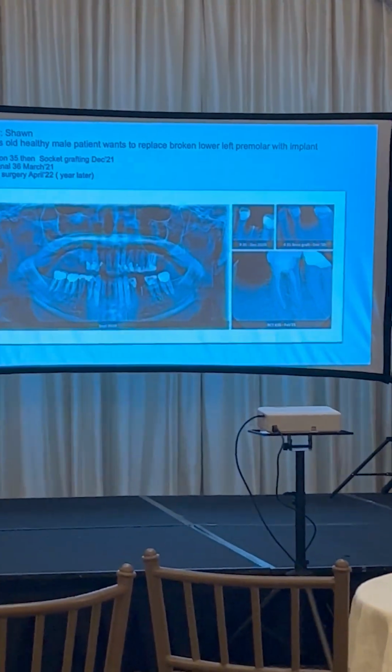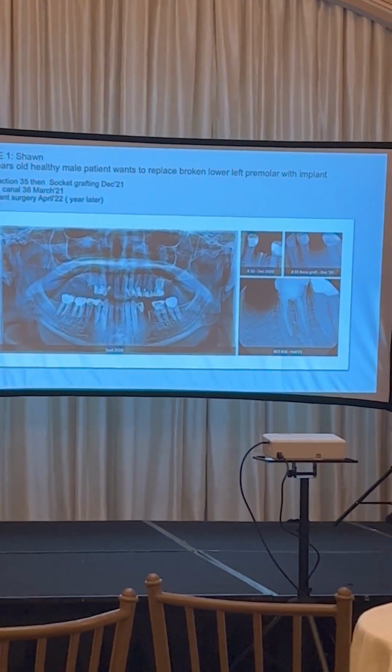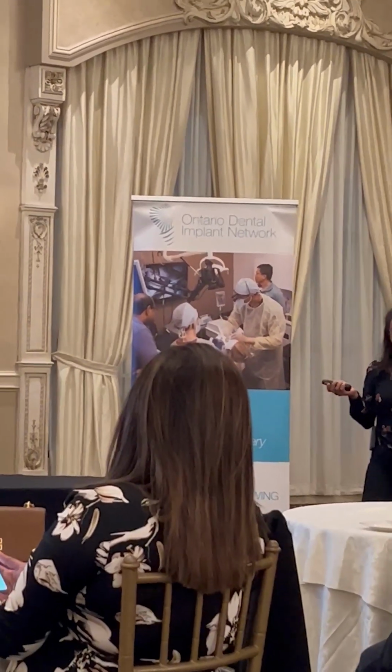The first case is a 49-year-old healthy male who wanted to replace his lower broken left premolar. At that point in time, I was not very familiar with immediate implants. All I knew was socket graft, get the patient back in 4 months. And this is the socket grafting that I had done. The patient came back 4 months later, and he had pain in his 3/6, so root canal was done. The patient said, now give me some more time and I'll come back in a while.